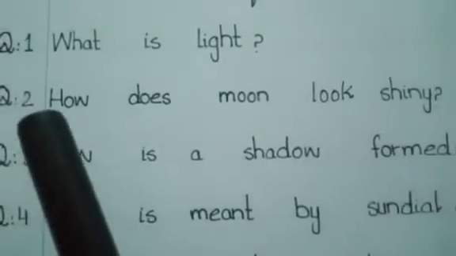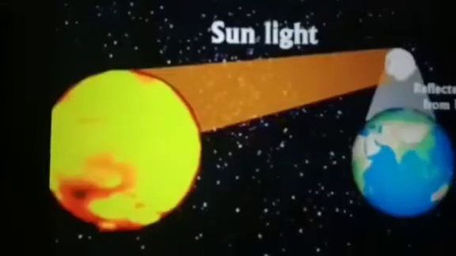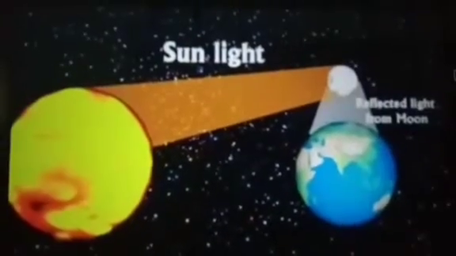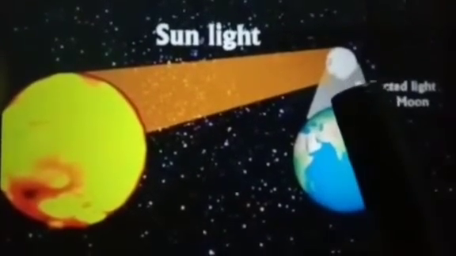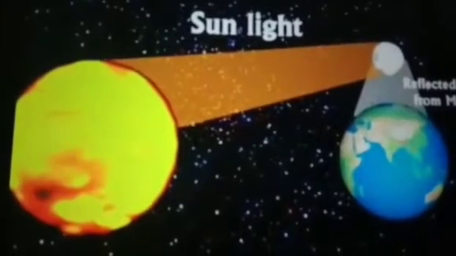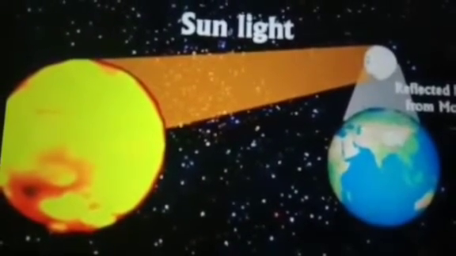The second question is, how does moon look shiny? Look in this picture. The moon does not produce its own light. But the light of the sun falls on the moon which make it look shiny. That means moonlight is actually the sunlight that shines on the moon and bounces off.